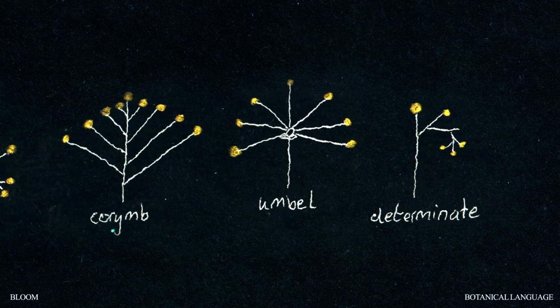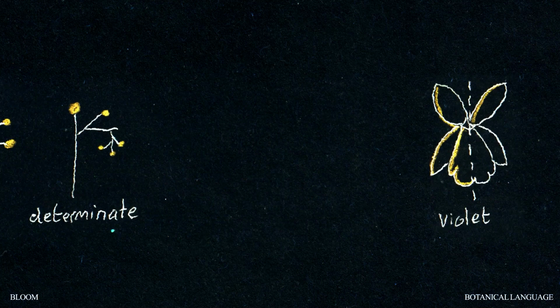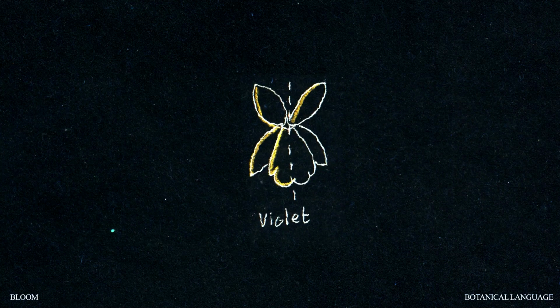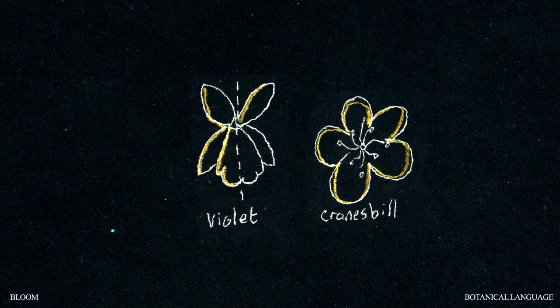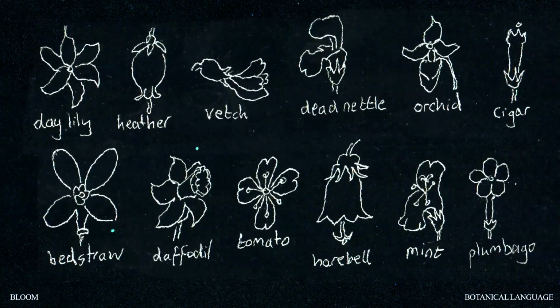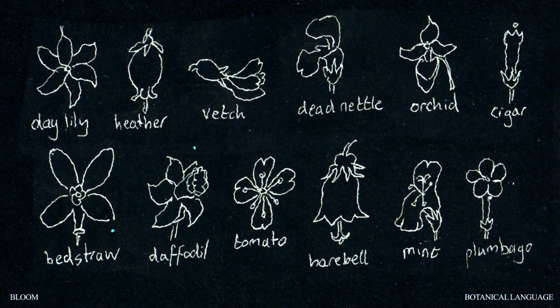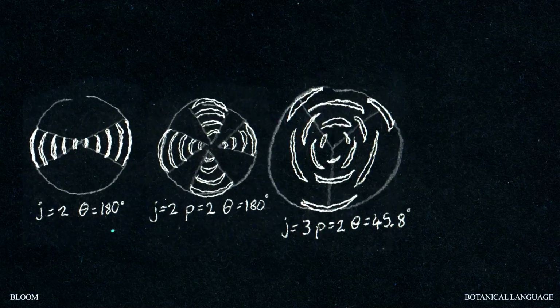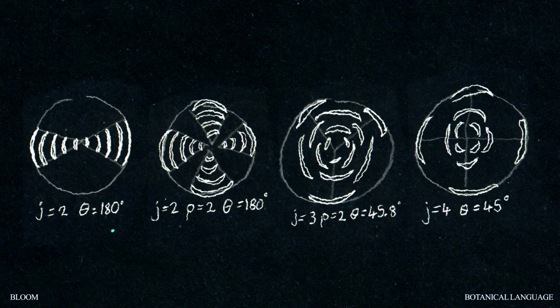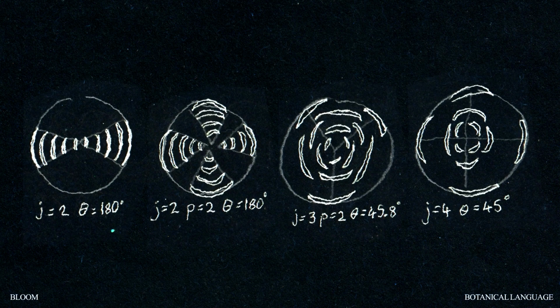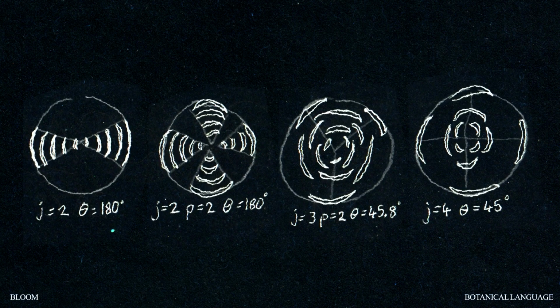But what about the flowers themselves? This violet, it's an example of bilateral symmetry. This cranebill is an example of radial symmetry. Here are over a dozen different flower shapes and forms. Whorl. It's the term that describes the spiral pattern that leaves or flowers stem from.